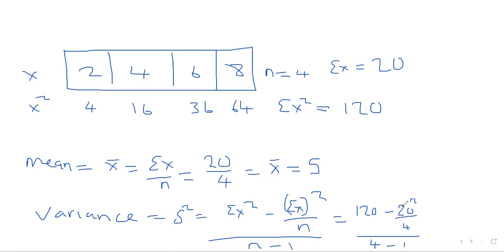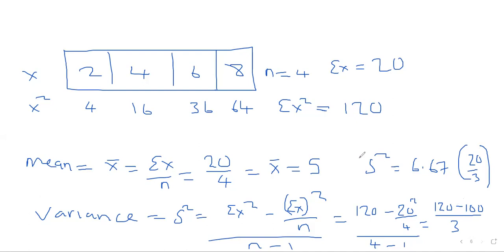Let's just follow through this. So 120 minus 400 over 4, which is 100, divided by 4 minus 1, which is 3. So this is 20 over 3. Our variance, therefore, will be 6.67 or 20 over 3. Following? All right. So that is what we call our variance.